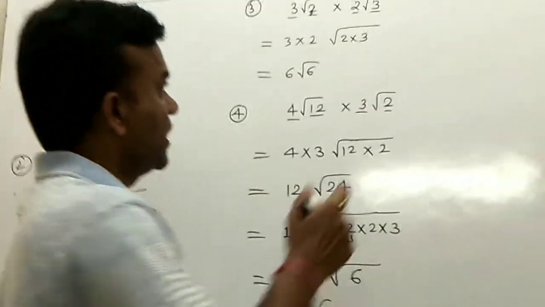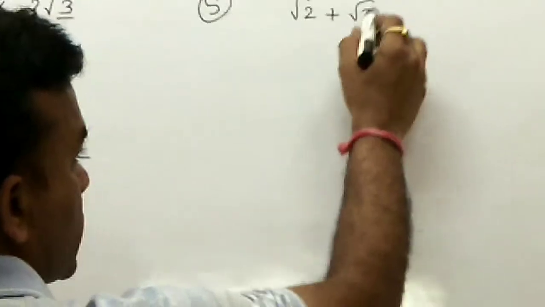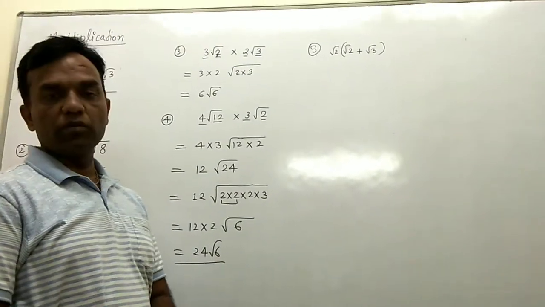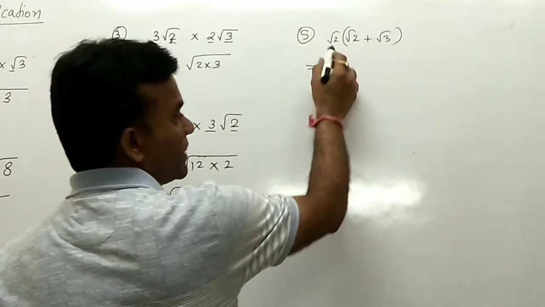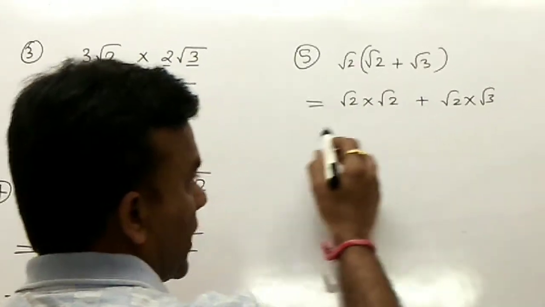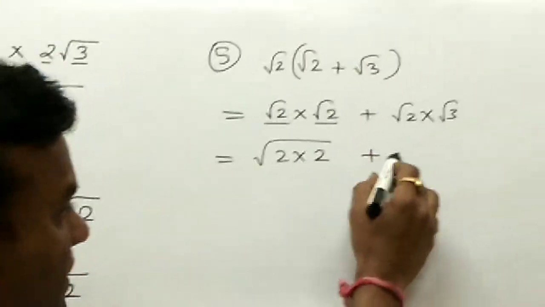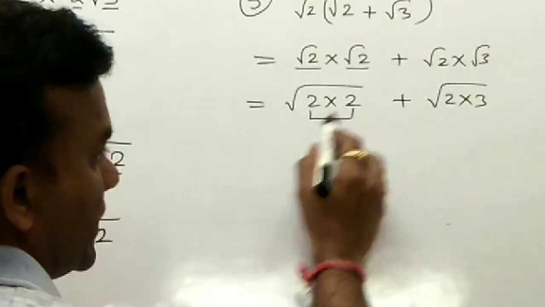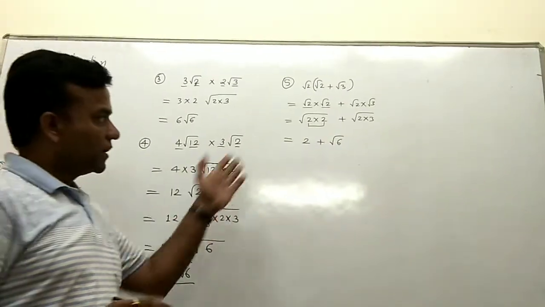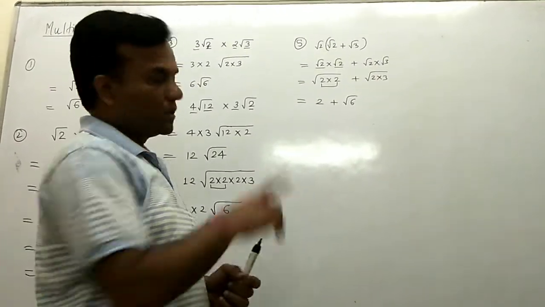Then we have another example: root 2 plus root 3, multiplied by root 2. You have one bracket containing root 2 plus root 3, and the outside value is root 2. Now you multiply: root 2 into root 2 plus root 2 into root 3. Both are the same in the first term, so inside you write 2 into 2, and similarly 2 into 3 here. Here we make a pair, so your answer is 2, and here you have 6. Suppose you have a pair, then the roots are removed, and if it does not form a pair, like 2 into 3, that is 6, you put the root sign there.